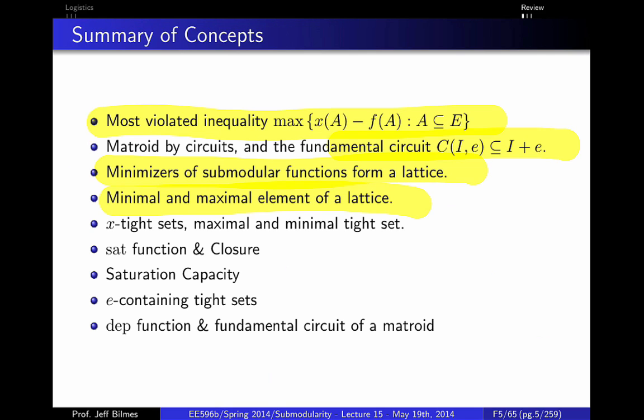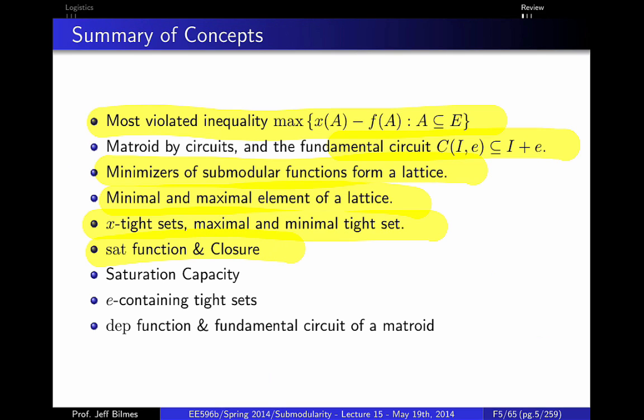The notion of X being an extreme point, and X-tight sets, and maximal and minimal tight sets, essentially as forming a lattice. And for the most part, we really care about these definitions when X is one of the extreme points, or at least on the base.